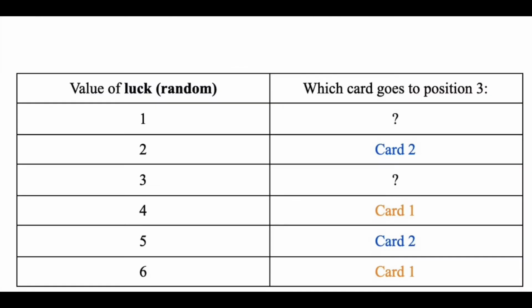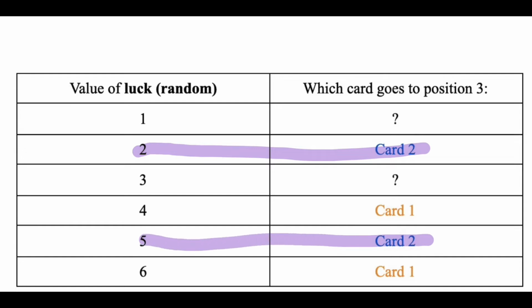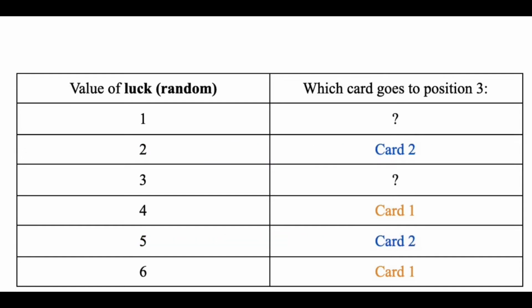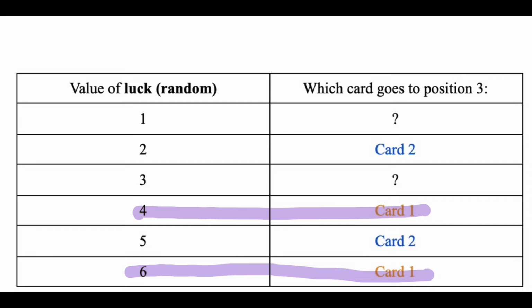I've created a chart to help us see the information a little better. This column right here will help indicate which card will go to position 3 when one of these 6 numbers are randomly generated by the program. Again, we see that card 2 will go to position 3 if it randomly generates the numbers 2 and 5. Or if the Scratch program randomly generates the numbers 4 and 6, then card 1 will go to position 3.